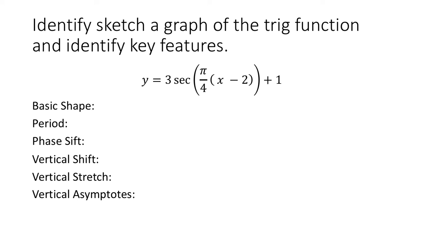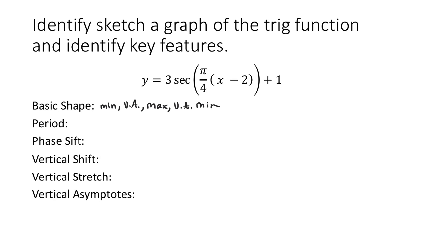Okay, we're going to identify a sketch of the graph, and then we're going to identify the key features. Okay, so the first thing that I'm going to do is identify my basic shape. I see this y equals 3 secant of pi over 4 times (x minus 2), plus 1. My basic shape is going to be that of a secant function. Secant functions start at a min value, have a vertical asymptote, a max value, a vertical asymptote, and a min value.